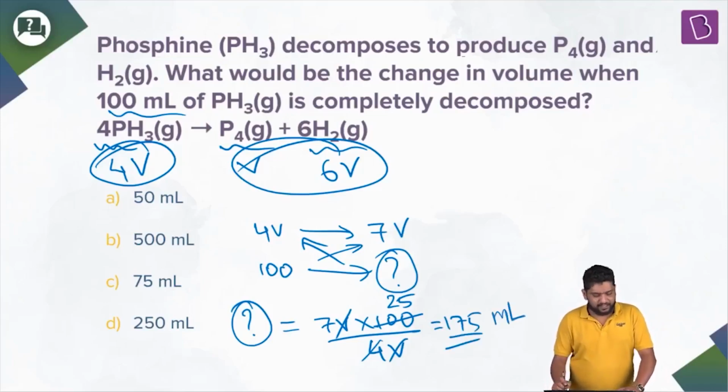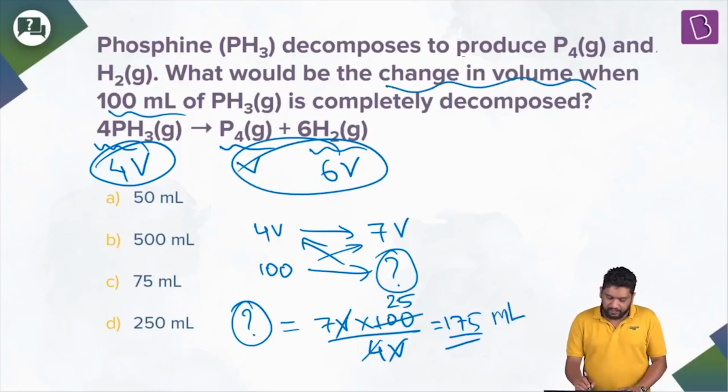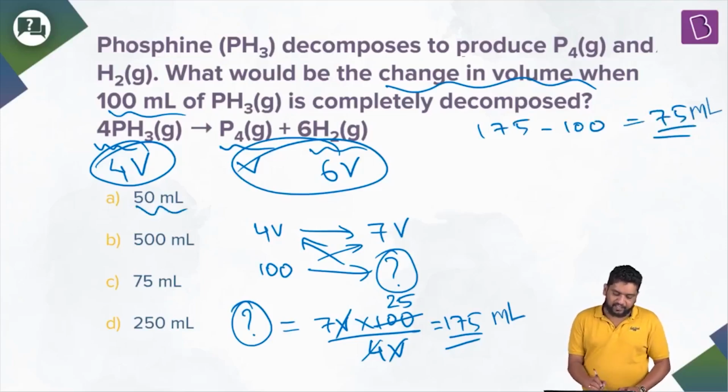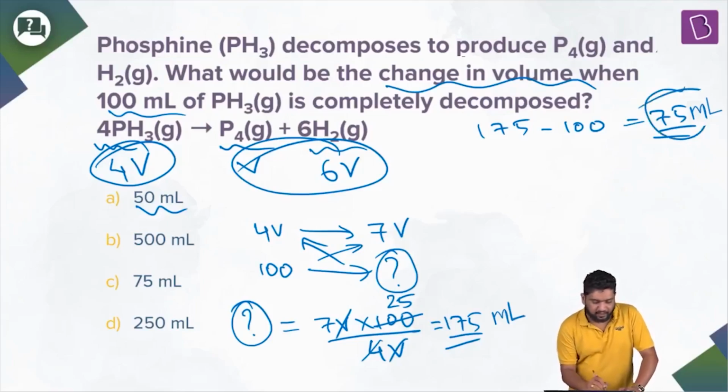This would normally have been one of the options also, just so that people make a mistake. So what would be the change in volume is the question. Interesting, right? So the change will be how much? 175 is the final volume, 100 was original, so 75 is the answer. Normally I would have expected that the first option would be 175, so that you get tricked into clicking it by mistake. Anyway, 75 is our answer, which is option C.